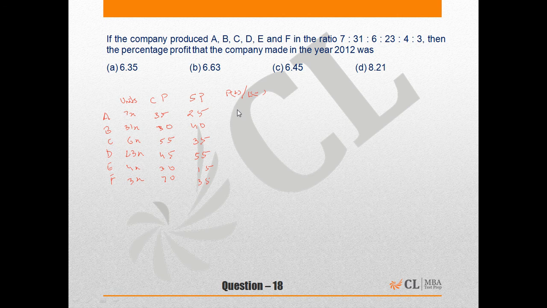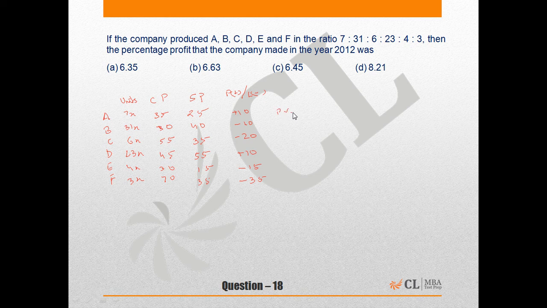On the first product, it made a profit of rupees 10 per unit. On second, it made a loss of rupees 10 per unit. On the third, it made a loss of rupees 20 per unit. On the fourth, it made a profit of rupees 10 per unit. For E, it made a loss of rupees 15 per unit, and for F, it made a loss of rupees 35 per unit. So to calculate the profit percentage, I will multiply the number of units with the profit or the loss and divide by the total cost price.